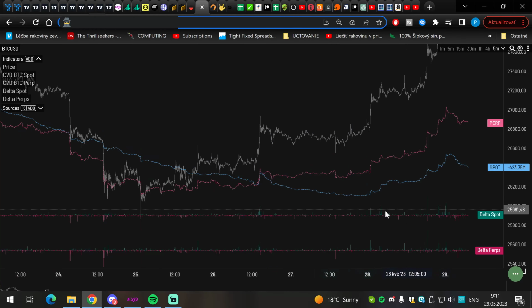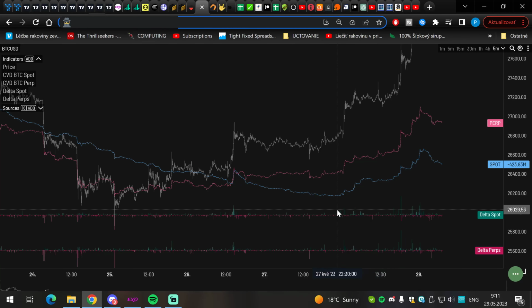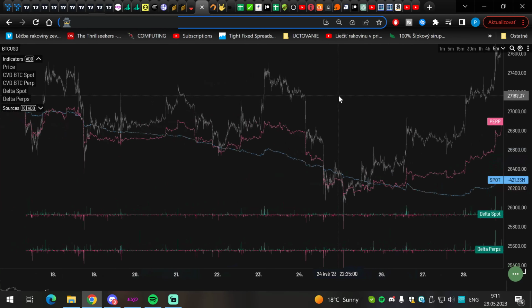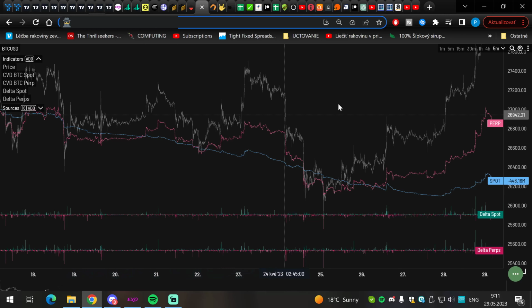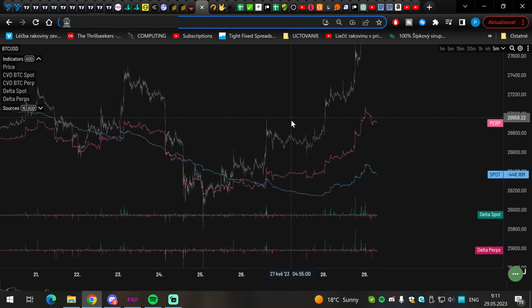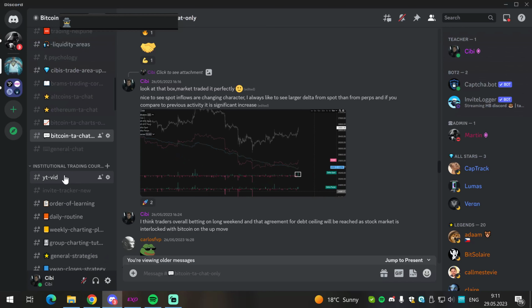And you see what is happening. This uptrend is pretty strong because the spot demand is there. It's so different to this environment where we had nothing. Let's go back.